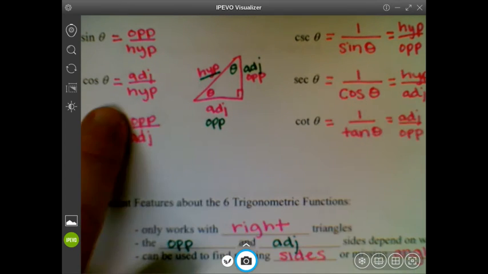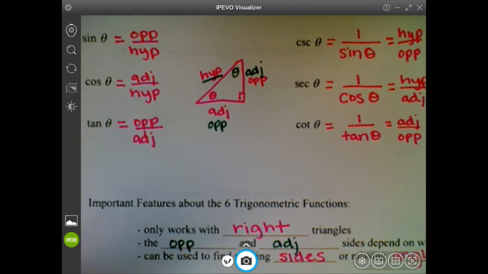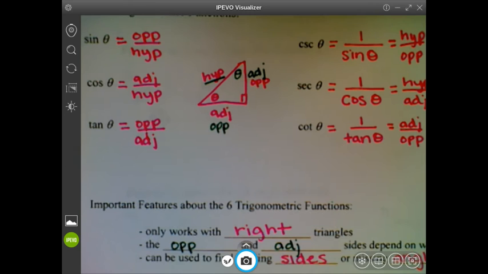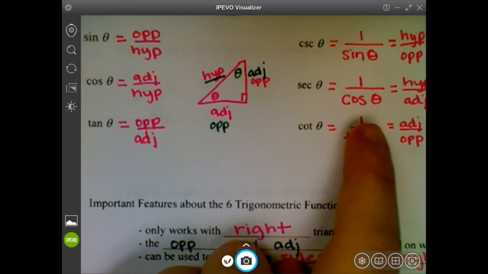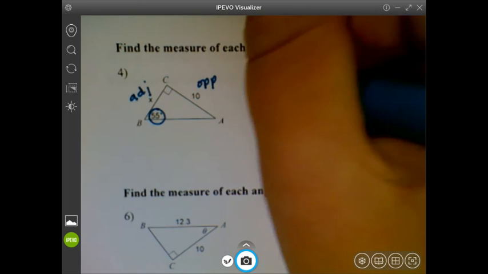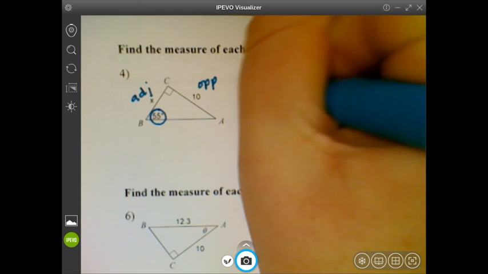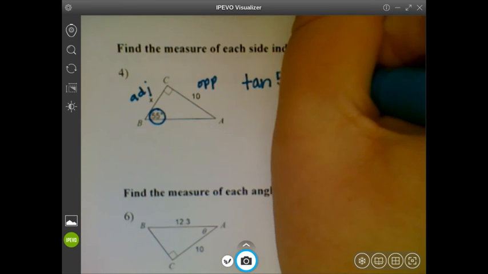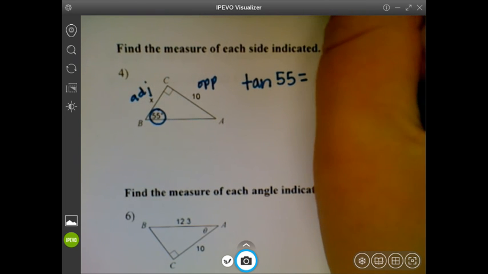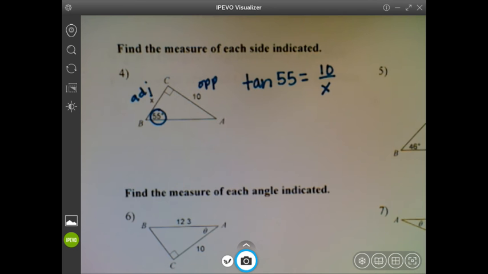I will let you know that doing it with tangent is easier because your calculator has a tangent button. It doesn't have a cotangent button. And so this would be a little bit harder to manipulate in the calculator, but you could still do it. All right, so we're going to go tangent. So we'll say the tangent of the angle 55, that the relationship between the opposite and the adjacent, is x over 10.